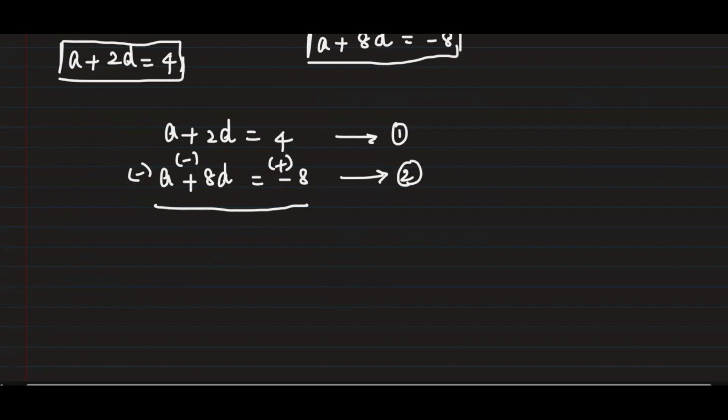Okay, so positive A and negative A will get cancelled. Then plus 2D, then minus 8D, that will become minus 6D. Positive 4, then plus 8, that will become positive 12. So D value is equal to 12 divided by -6. So D value is equal to -2.